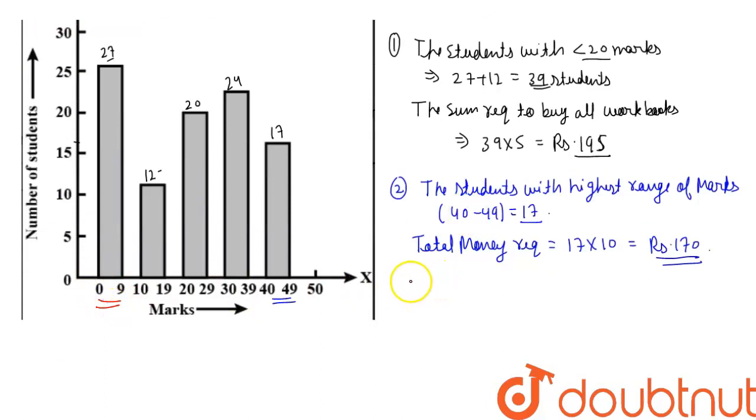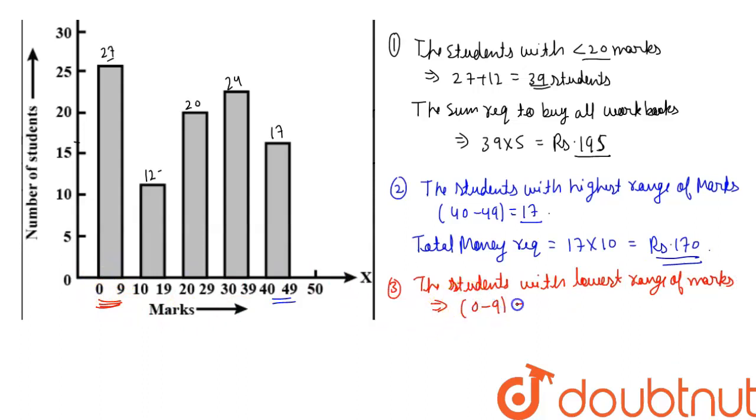So now we are talking about those students with the lowest range of marks. From this bar graph we can see that the students with the lowest group of marks, that range is from 0 to 9. In this range from 0 to 9 there are total 27 students here. So here we have the 27 students.